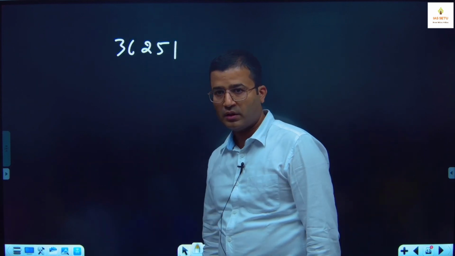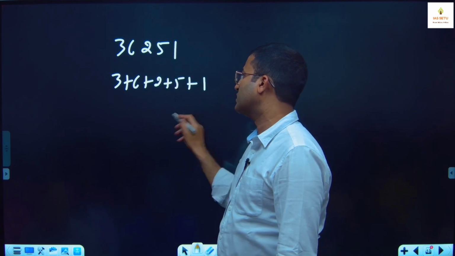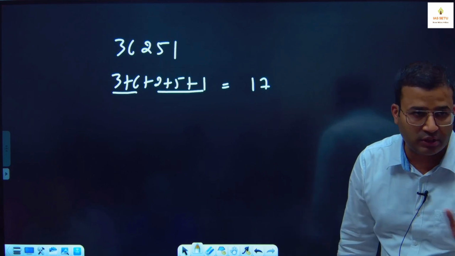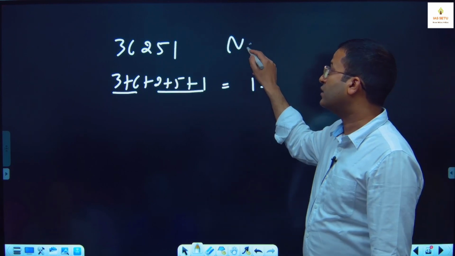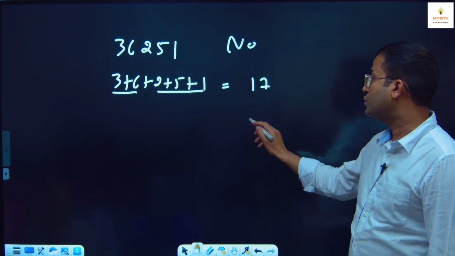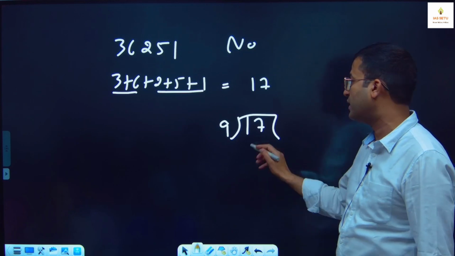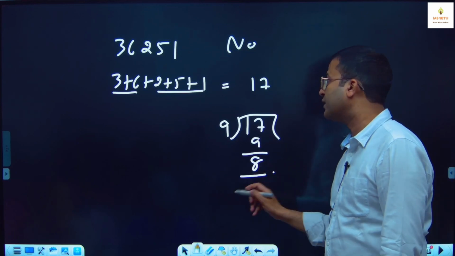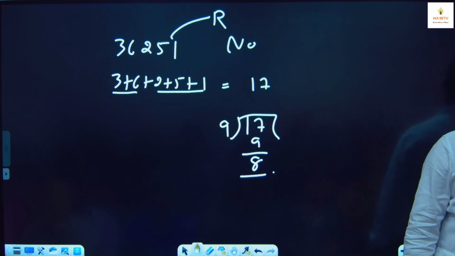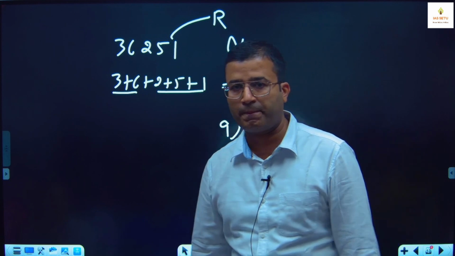36,251. Same thing, 3 plus 6 plus 2 plus 5 plus 1. This is 9 plus 8, 17. 17 is not divisible by 9. If no, then this sum itself is sufficient to tell you the remainder. So this 17 itself is sufficient. You divide 17 by 9. What is your remainder? 8. So it means this number divided by 9 gives you remainder 8. Either it is divisible, or if not, we get the remainder.